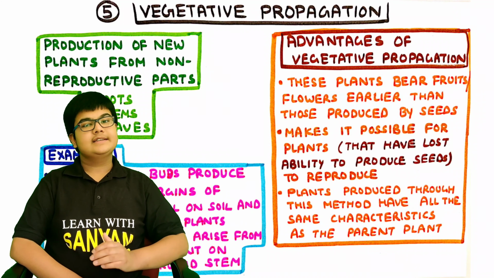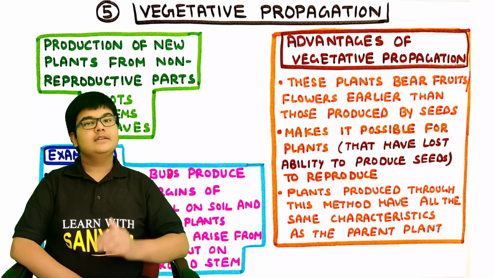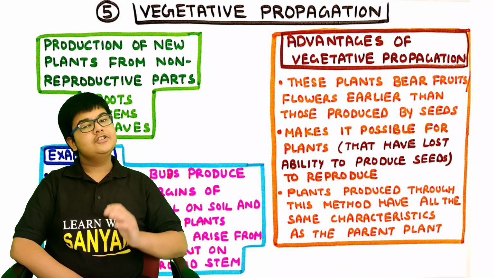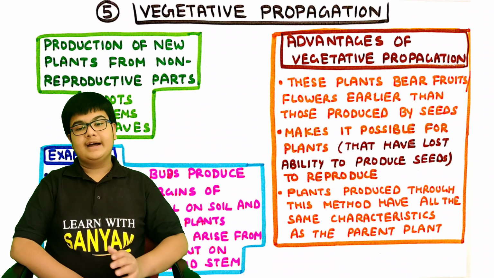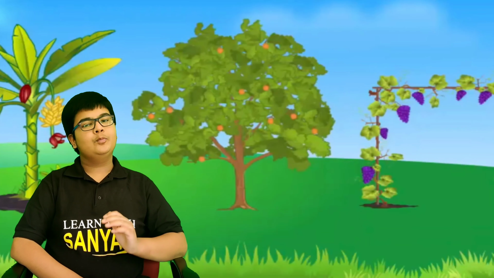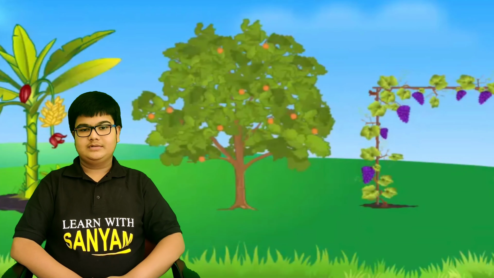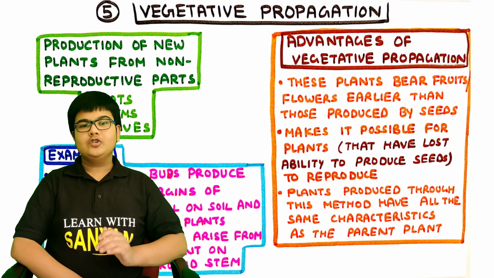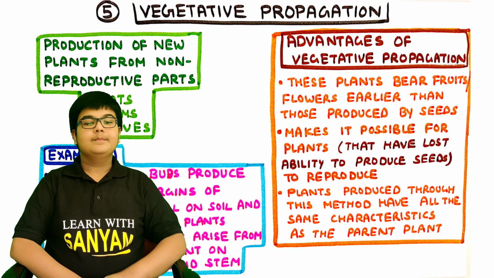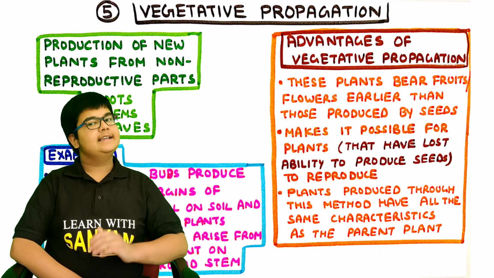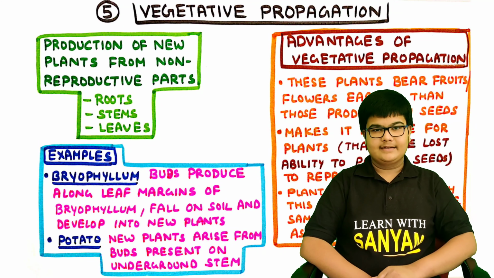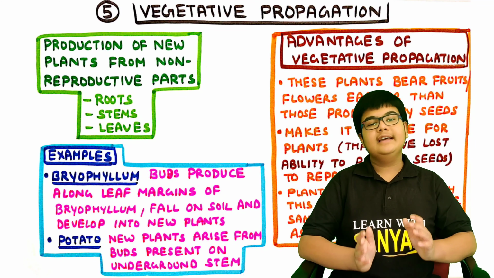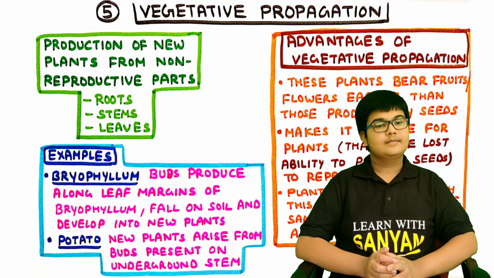These plants bear fruits and flowers earlier than those produced by sexual reproduction. It makes it possible for the plants that have lost their ability to produce seeds to reproduce. The plants produced through vegetative propagation have all the same characteristics as the parent plant, as they are produced by a single parent. While in sexual reproduction, there are many variations.